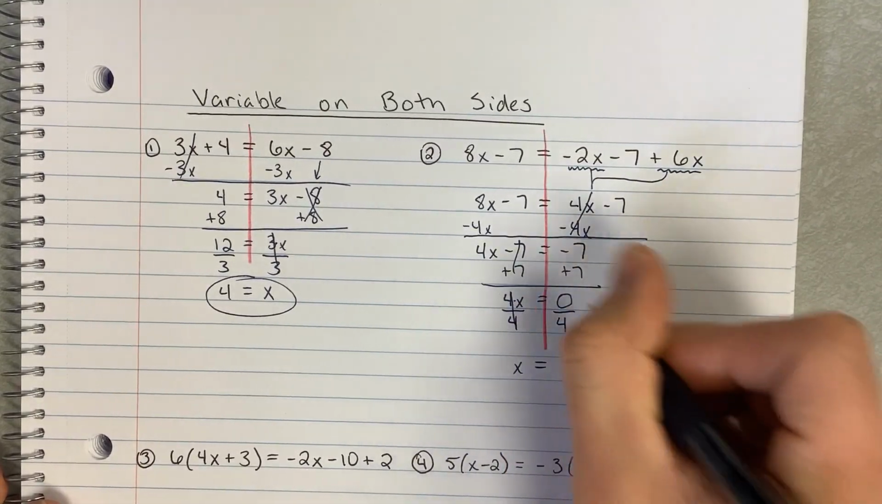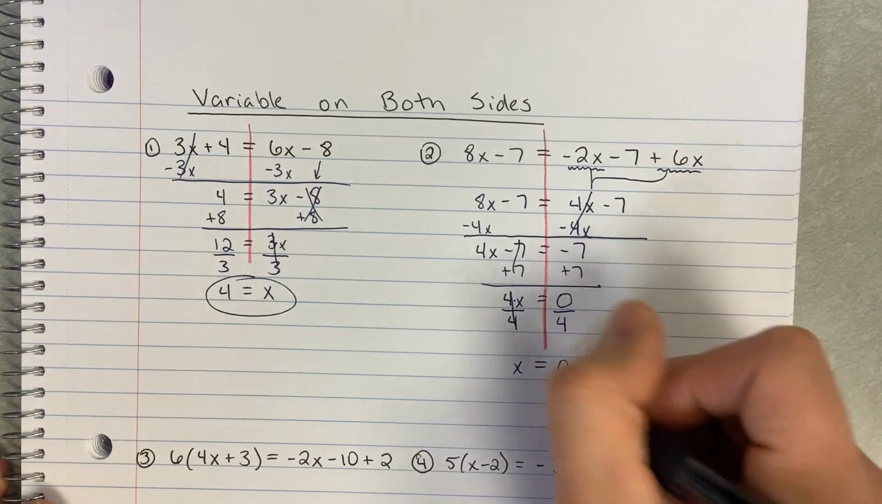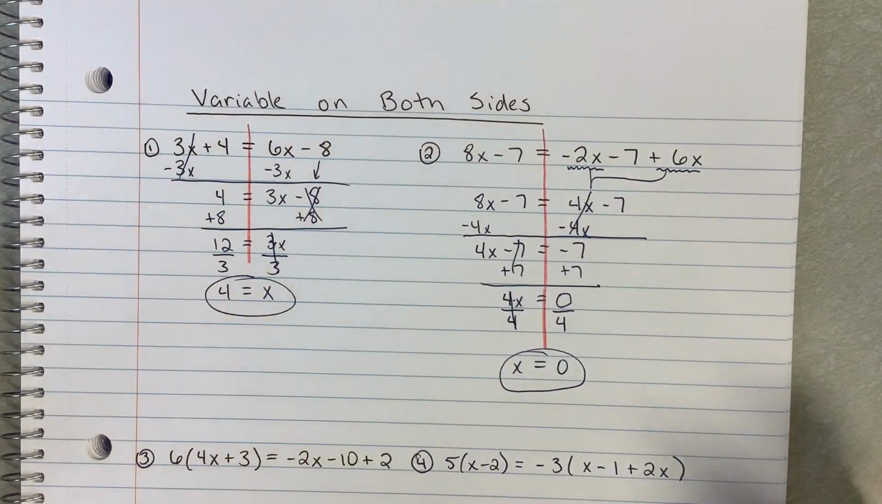X equals 0 divided by anything is 0. So it looks like 0 is my answer. And look at that. Fancy schmancy. It's fun. I'm sorry, I'm having a great time over here.